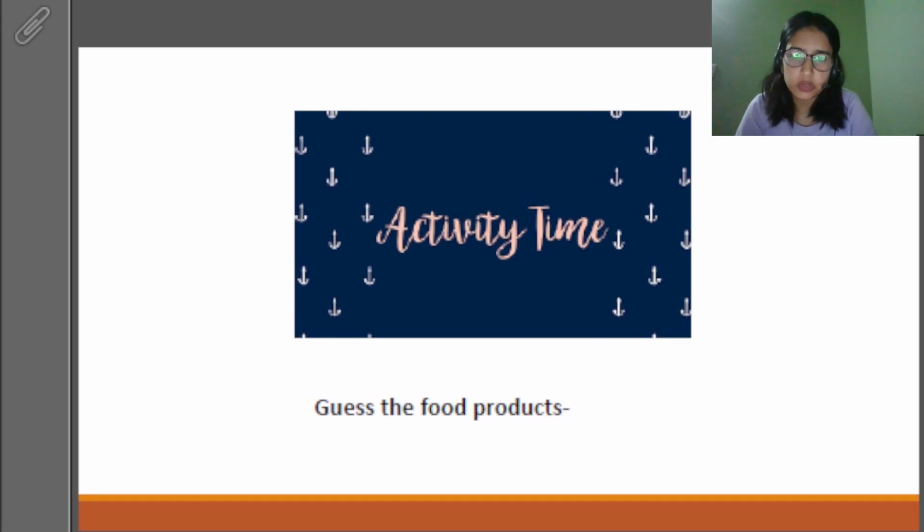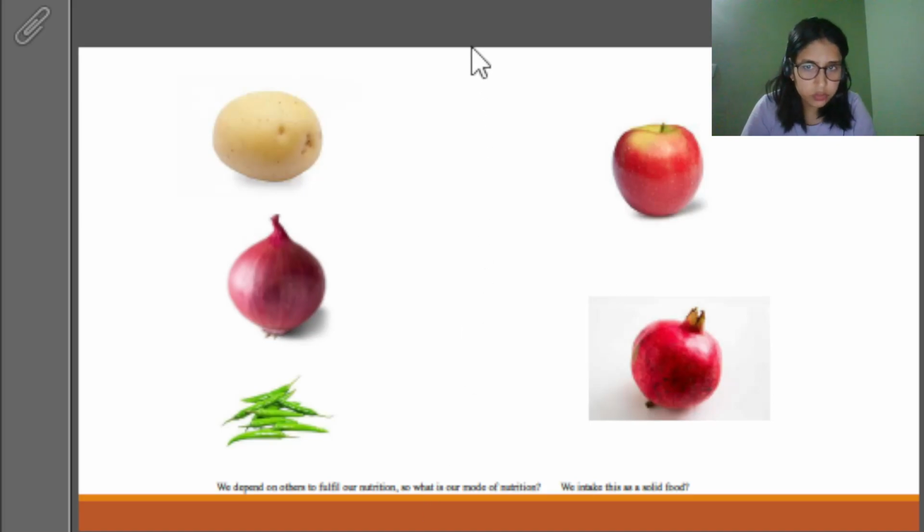So today we are going to start with an activity which will let you know what we are going to discuss today. You'll have to guess these food products, what they are. You'll be writing their names in the comment section below. I'll give you 10 to 20 seconds for that. You can see there are 5 different food products. You will be naming those food products, whether they are a fruit or a vegetable.